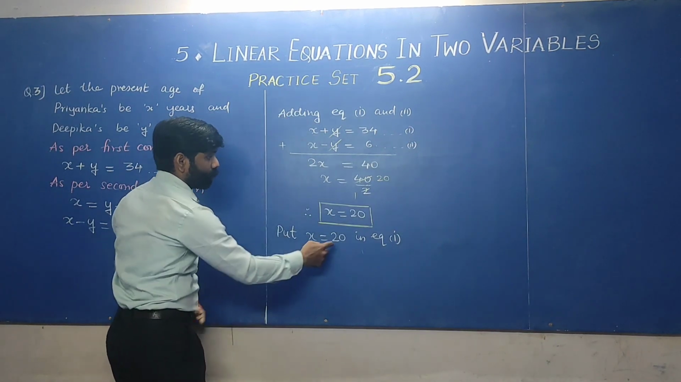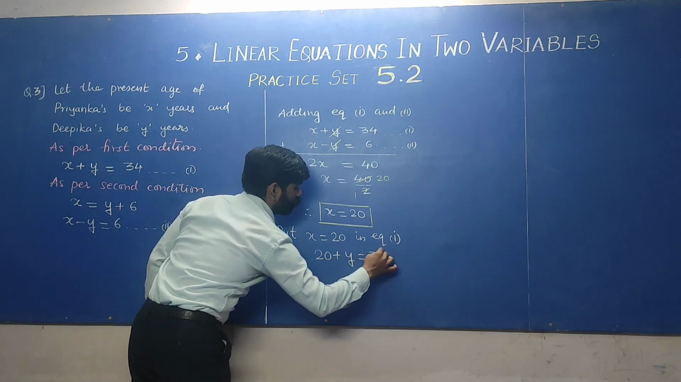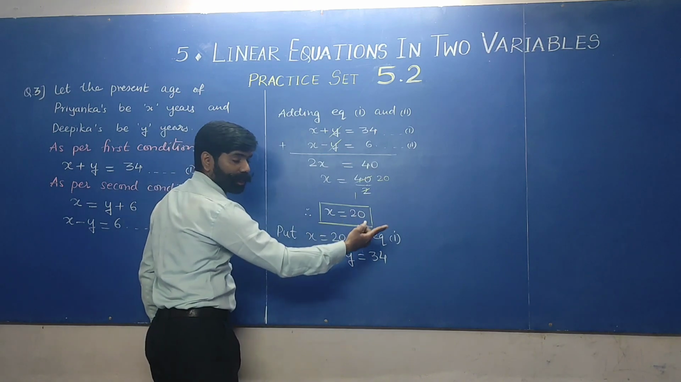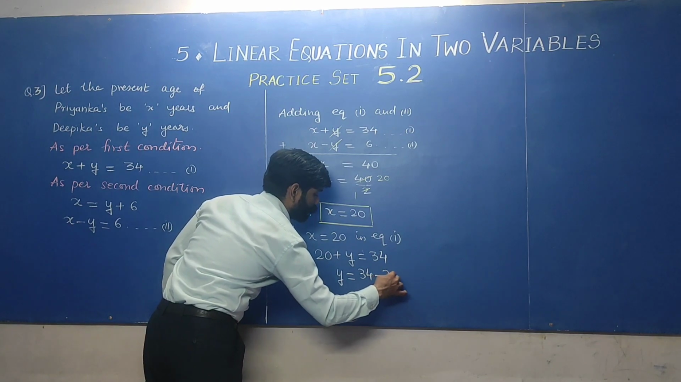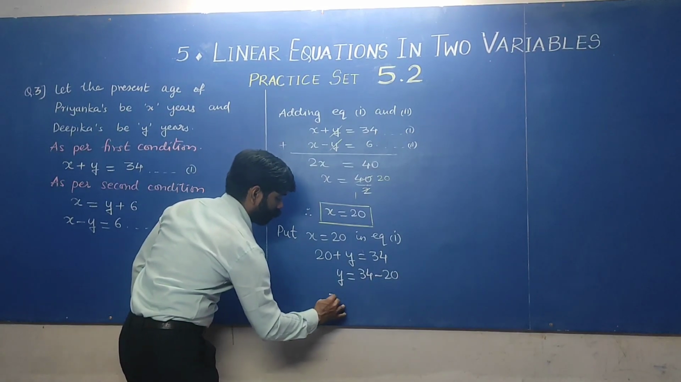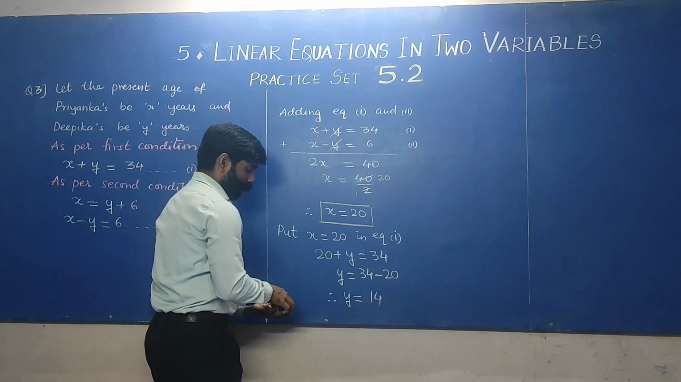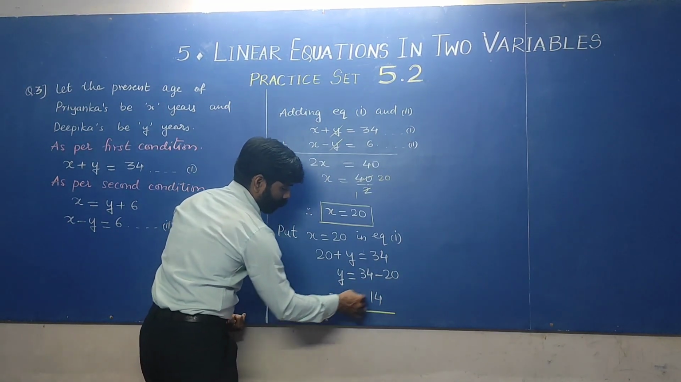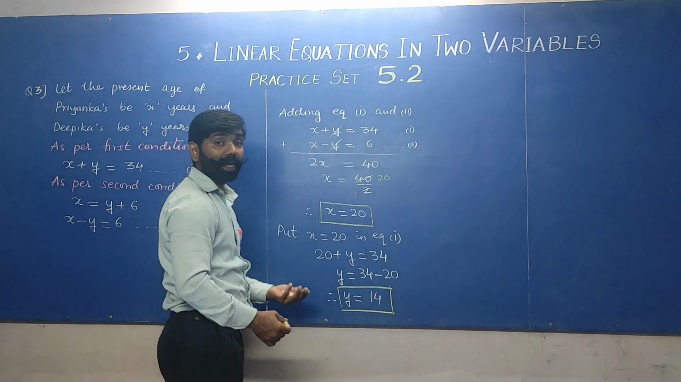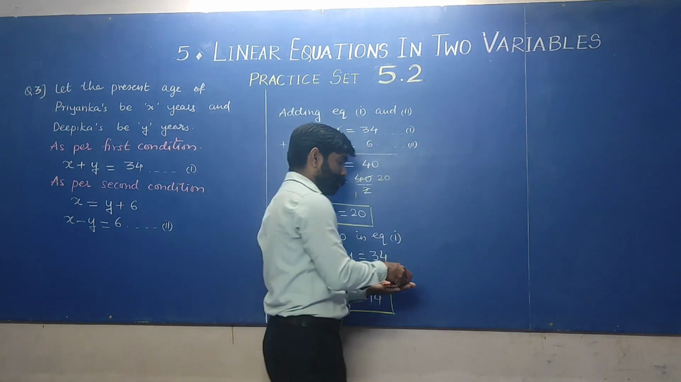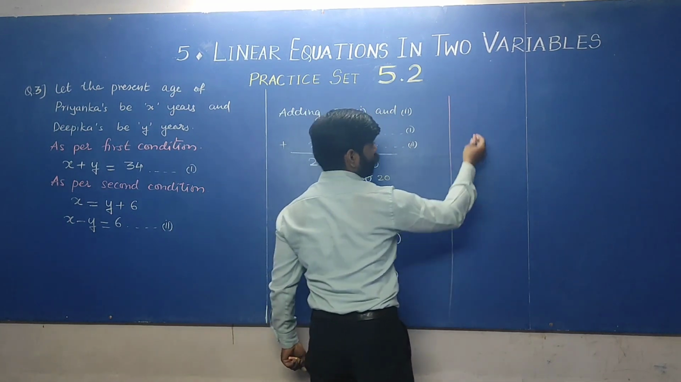So in equation number 1, x means 20 plus y is equal to 34. 20 will go that side. It will become minus, 34 minus 20. Therefore, y is equal to 14. So we are getting y as 14. Okay, students. So finally we are going to write the age of Priyanka and the age of Deepika. So I am writing the final answer. Let me write it here, students.